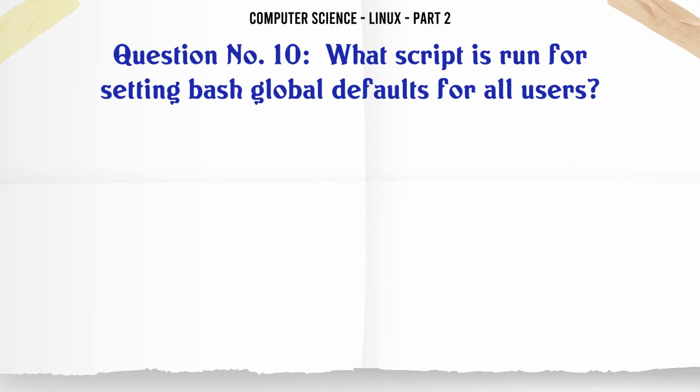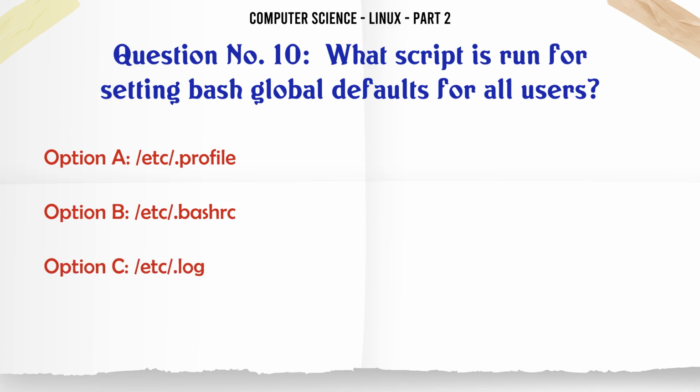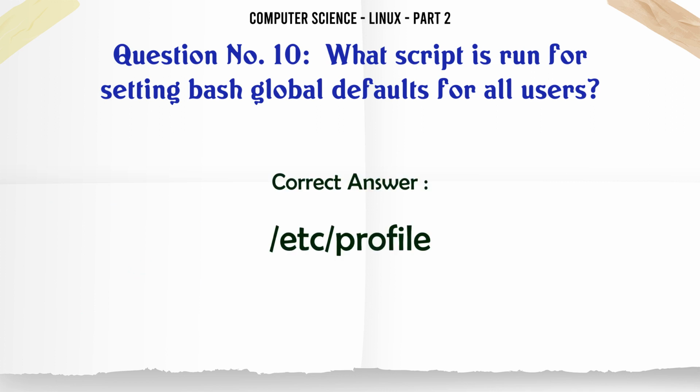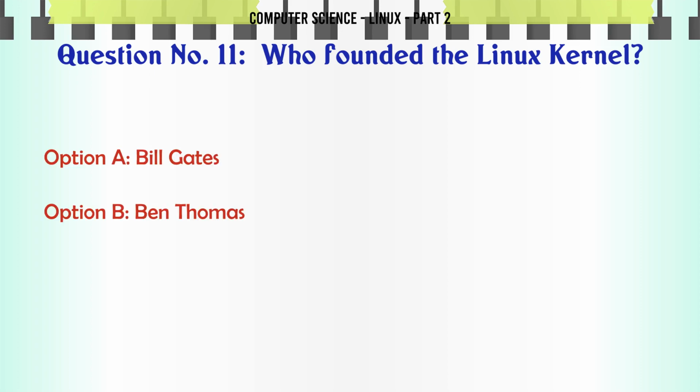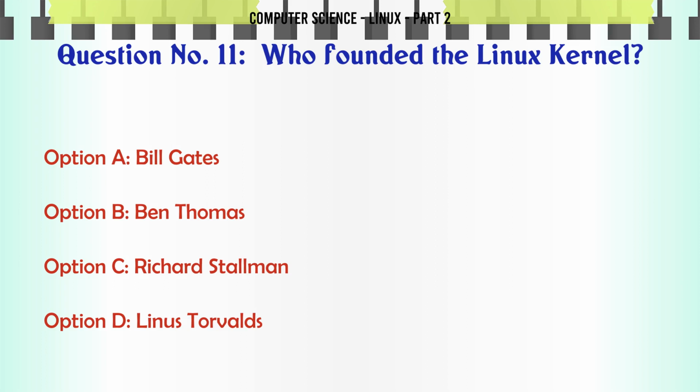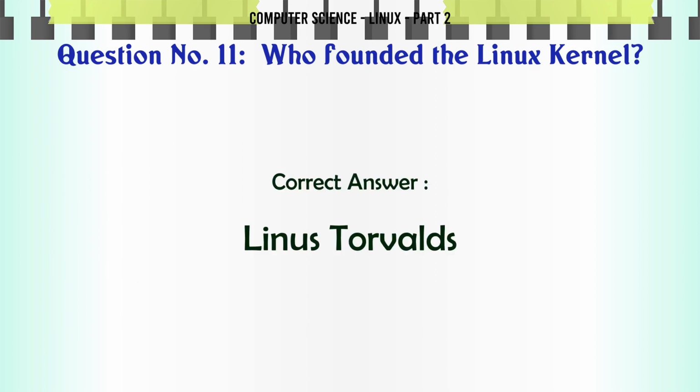What script is run for setting bash global defaults for all users? A. /etc/profile, B. /etc/bash, C. /etc/log, D. /etc/profile. The correct answer is /etc/profile. Who founded the Linux kernel? A. Bill Gates, B. Ben Thomas, C. Richard Stallman, D. Linus Torvalds. The correct answer is Linus Torvalds.